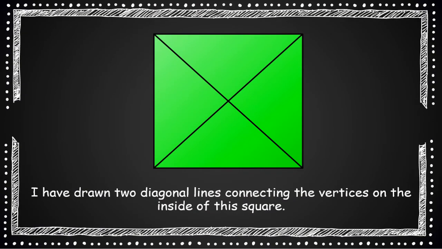In this square, I've drawn two diagonal lines to connect the vertices inside of the square. In case you've forgotten, vertices, or a vertex if we're talking about one, is a point where two or more straight lines meet. So in this square, there's 4. Now when I drew that diagonal line to connect the vertices, I made some new shapes inside of the square. Can you describe the polygons that I have made? Pause the video and see if you can name them.